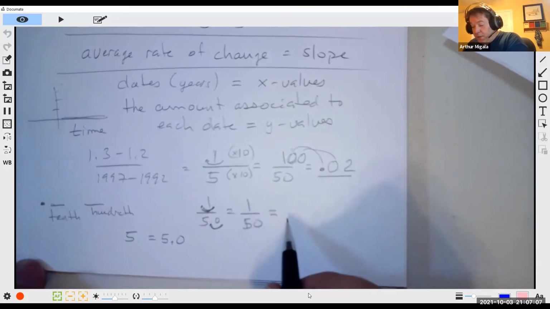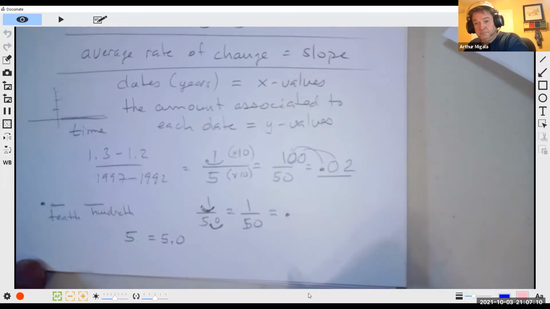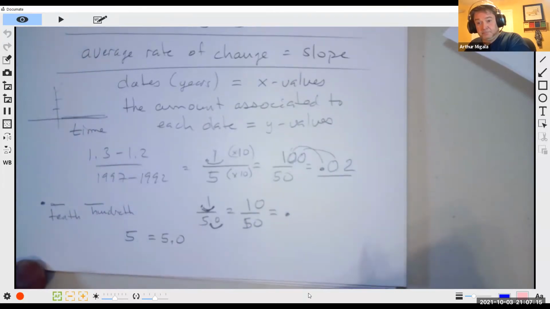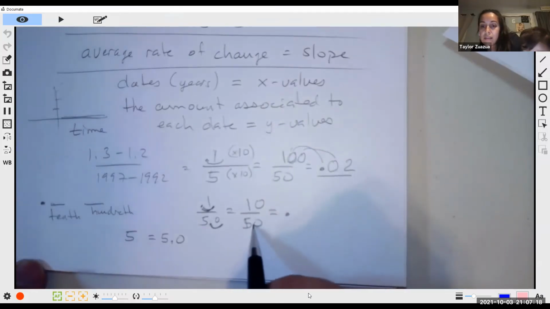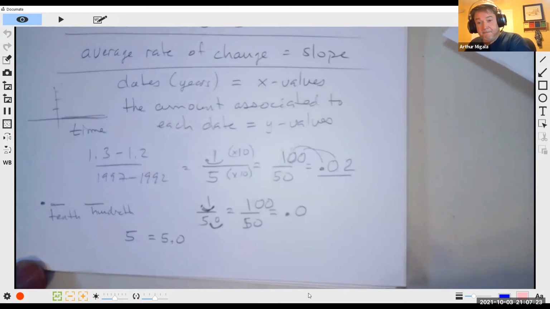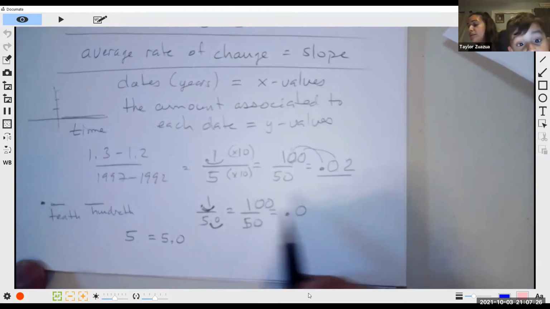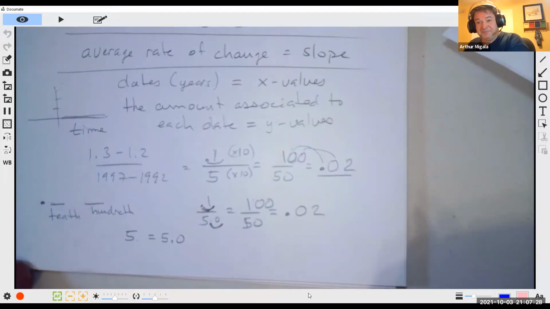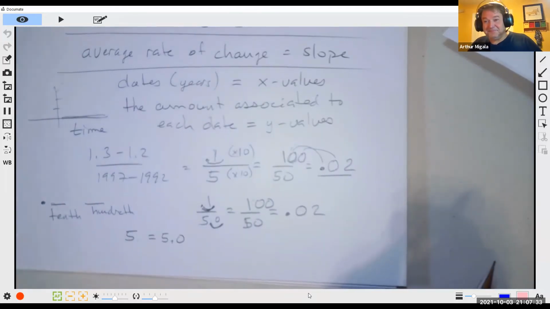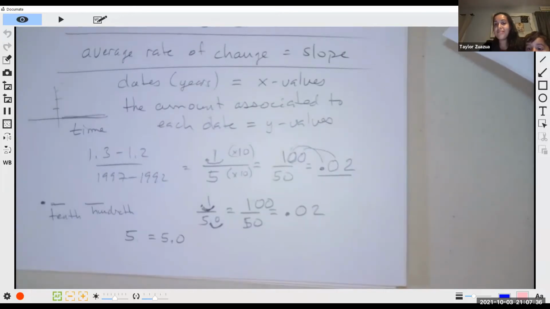So now, since 50 doesn't fit into 1, we put a decimal. Once we put a decimal there, that means we change the top number. So that still doesn't fit in there, so we put a 0, and that adds another 0 here. Now 50 goes into 100 twice. That's why I wasn't getting it right.